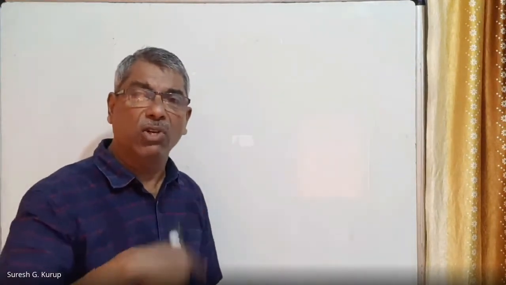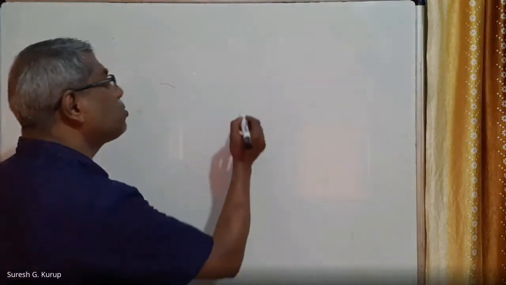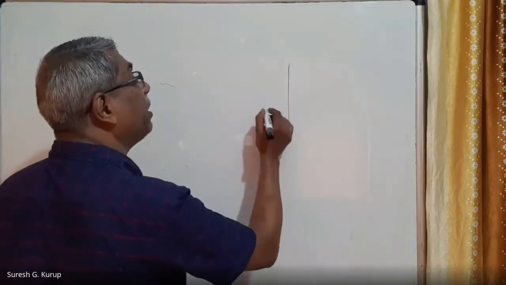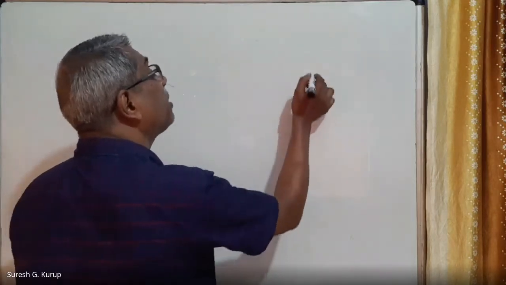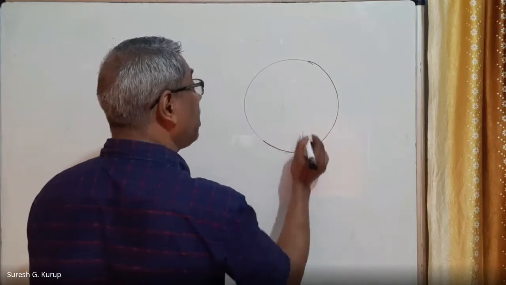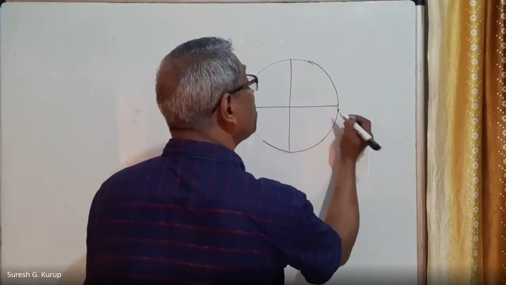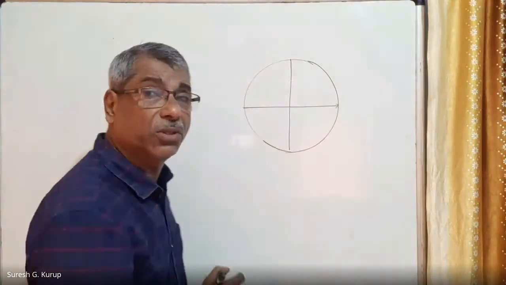There must be phasors separately for current and EMF, that means separate phasors for current and voltage. A phasor is something whose tip moves in a circle, right? So I am drawing a circle here, only for the current phasor. This position is the initial position, right?